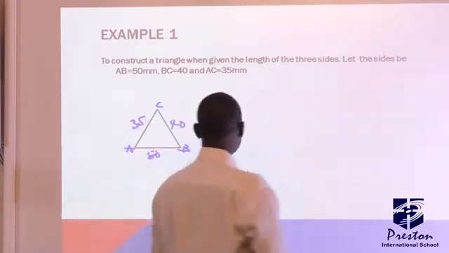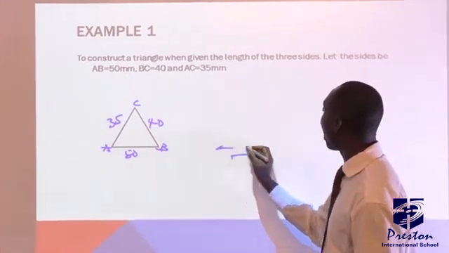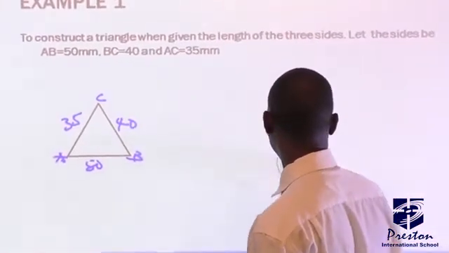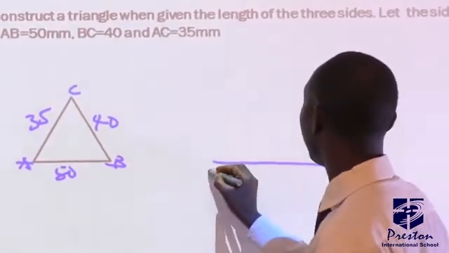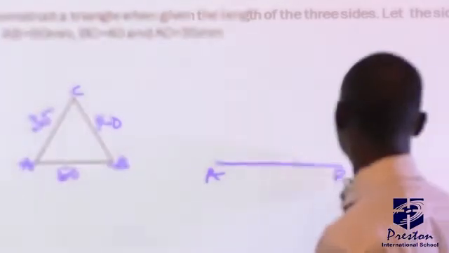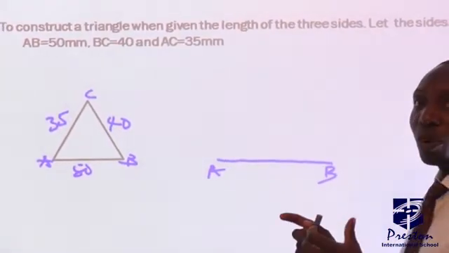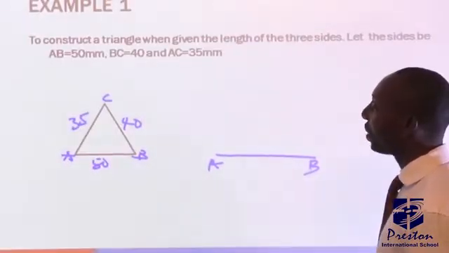All you need to do is, with the help of your ruler, draw line AB equals 50 mm. Then you take your compass and make point B your center.